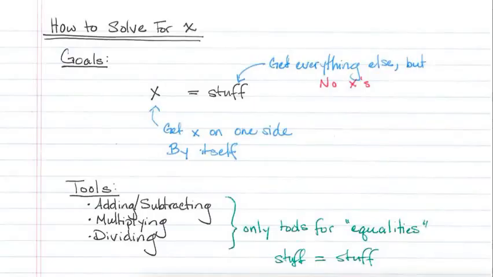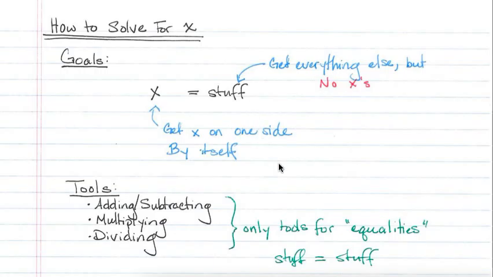In this video, I'm going to begin to show you how to solve for x. Now, when we're solving for x, the goal is to get x on one side all by itself, and everything else on the other side. We must not have any x's on the other side, though. So again, to get x by itself and everything but x on the other side.